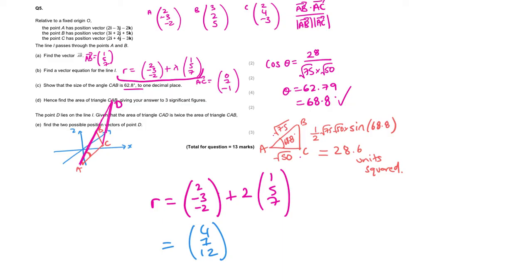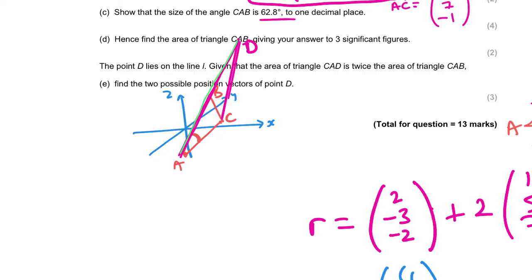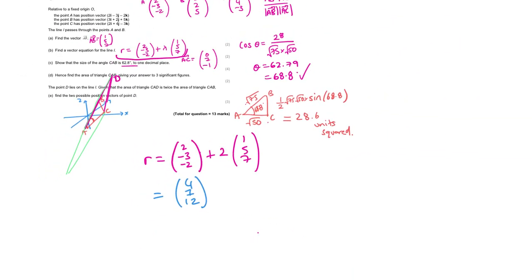Okay, now it does say the 2 possible positions. Now, if you think about it, this line goes there, but it could also come this way, and then this could have been the triangle here, okay? So, instead of plusing 2, if we go in the other direction, we're now going to do the same thing, but we're going to minus, okay? So we're going to have 2 minus 2, 0. Minus 3 minus 10, minus 13. Minus 2 minus 14 is minus 16. And there we have it, the 2 coordinates.